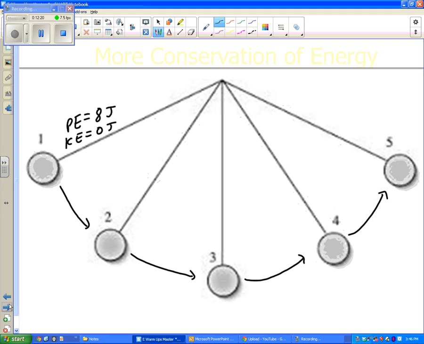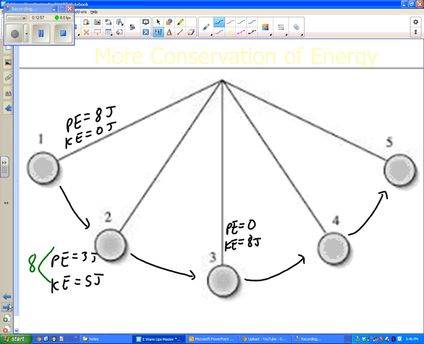As we lower it, when it gets down to number 2 here, it lost height. So it might only be at 3 joules of potential. But it's moving, so it would have 5 joules of kinetic for a total of 8, which is what we had at the beginning. And as it gets down to the bottom, number 3 here, it has no height, no potential. So all of it would be kinetic. So you can see again, it's 8.